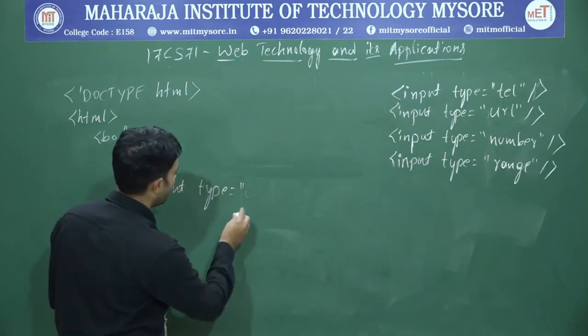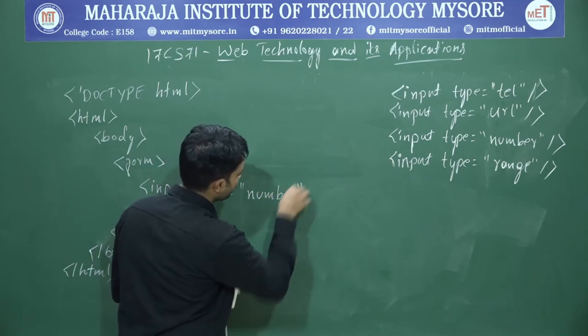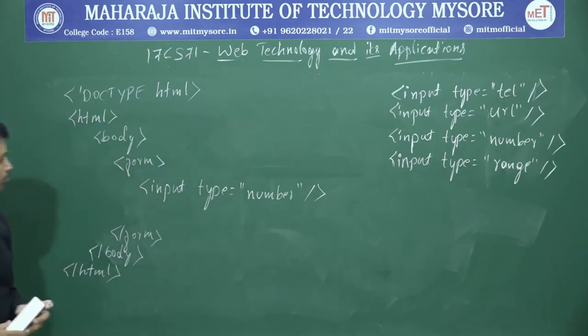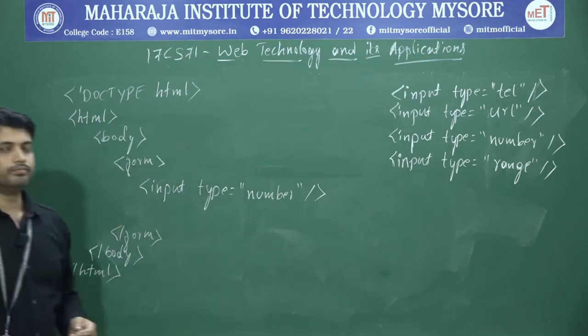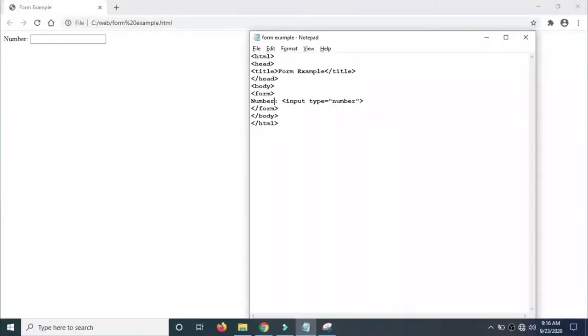So, now I will change this to number. I will close this input. Now, if I run this program, you can notice the output. Here there is a box, and at the end of the box you can see the up and down arrow marks. So that you can control, that means you can either increase or decrease the number which you want to input.